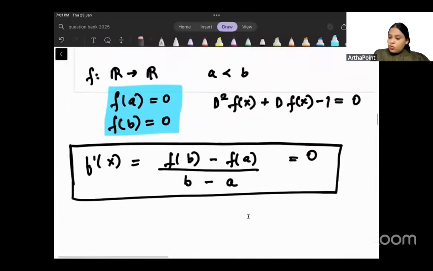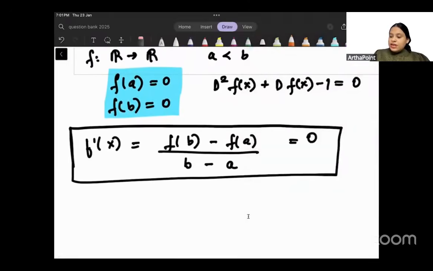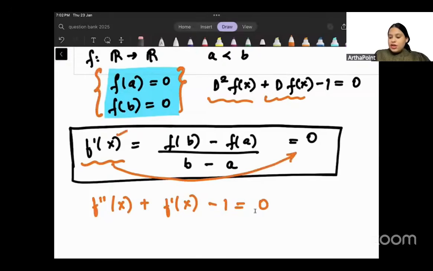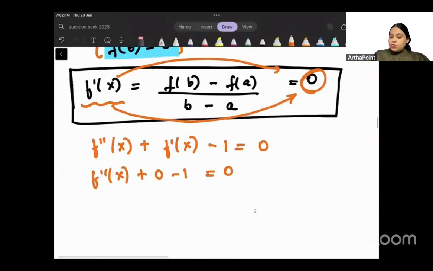Now, what is given to me is that when we do the double derivative of the function, माने f double dash x plus the single derivative of the function minus 1, I am told that this is 0, right? Now, please understand that using this theorem, I anyways know that when f of a and f of b are equal to 0, f dash x will be equal to 0. So instead of f dash x, I can plug in 0. So I will get f double dash x plus 0 minus 1 is equal to 0. So I'll get f double dash x is equal to 1.